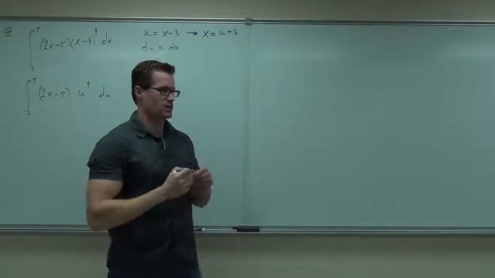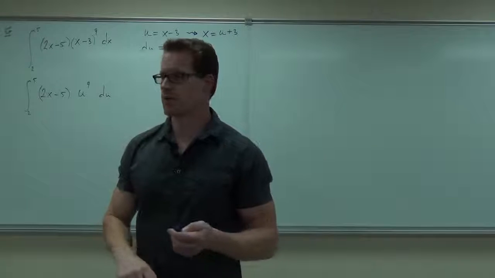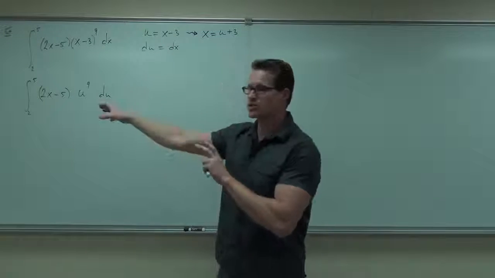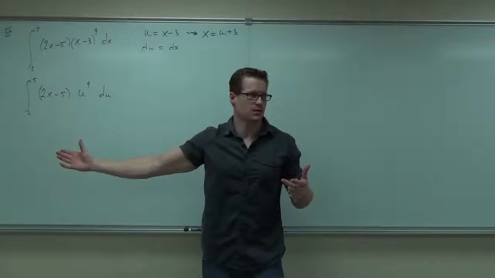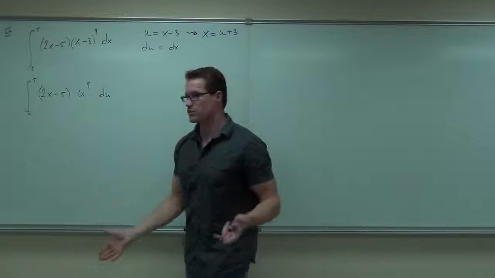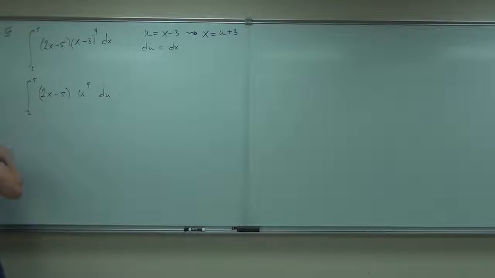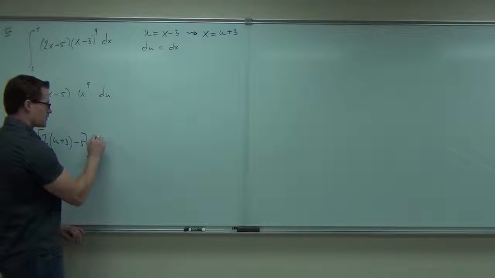Then what you say is, all right, then x is u plus 3, correct? Now we can make the substitution. Instead of x, what else could I write? u plus 3. Let's do that. Then it changes everything into u's. So our integral, I'll do the bounds in just a second, is 2, what else? Parentheses, u plus 3, minus 5. Big old bracket because you're still multiplying by u to the 9th.